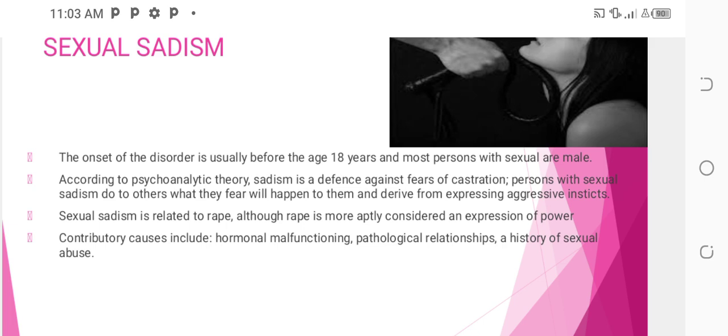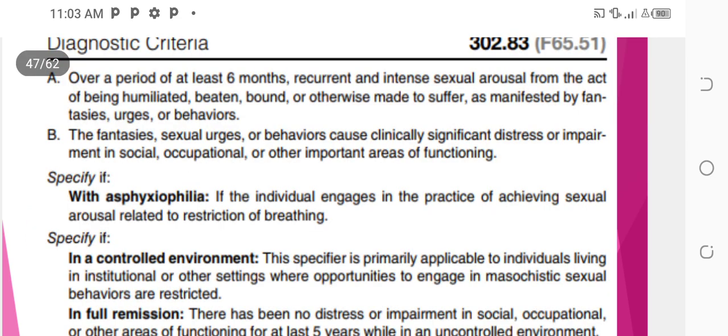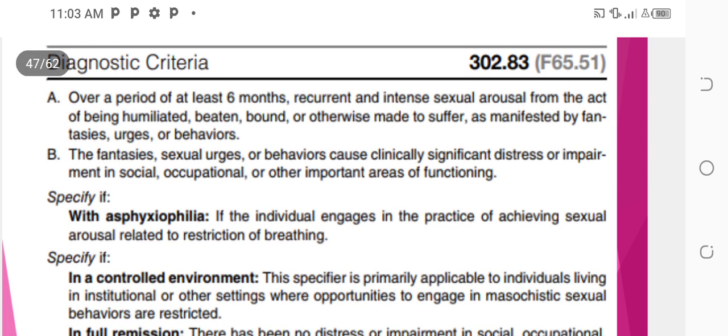On the diagnostic criteria, the fantasies and sexual urges cause clinically significant distress or impairment in social, occupational, and other important areas of functioning. We should specify with asphyxiophilia, where the individual achieves sexual arousal related to restriction of breathing. So that's where maybe someone is being choked, and for them it's exciting.